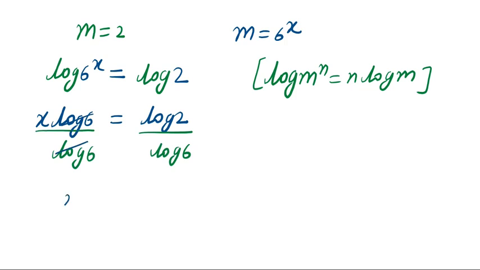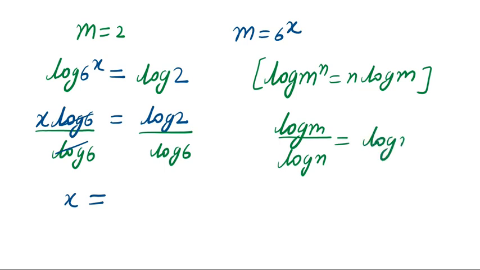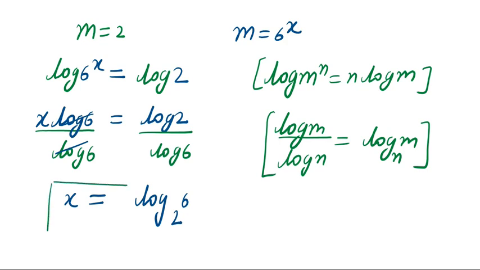Then on the left hand side you will get x only, is equal to, on the right hand side we will apply the change of base log property. We know that log m over log n is equal to log m with base n. According to this rule, we can write the right hand side as log 2 with base 6. In this question we have the value of x equal to log 2 with base 6. This is our final answer.